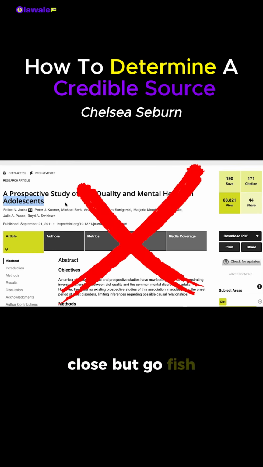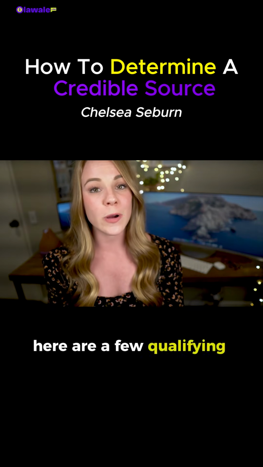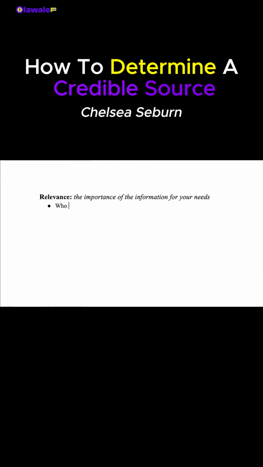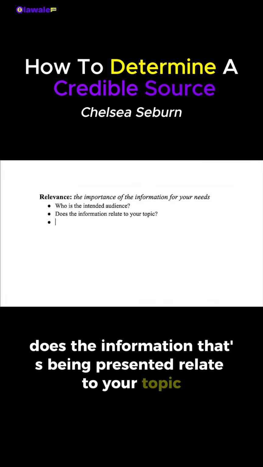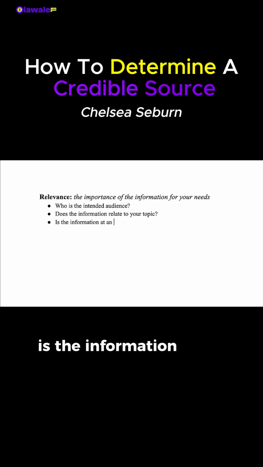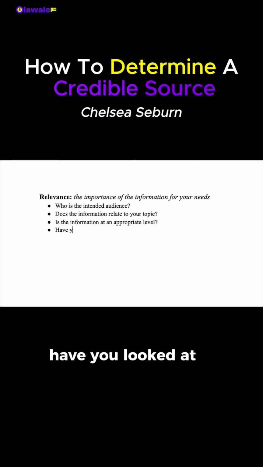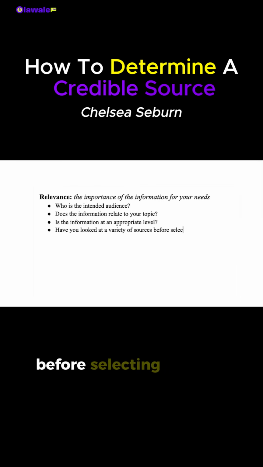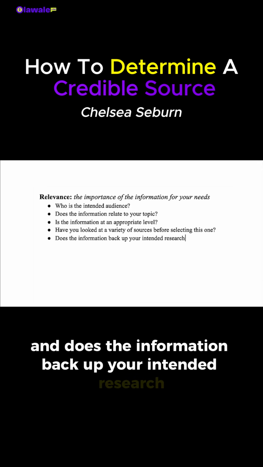Close, but go fish. So when you're checking to make sure that an article is relevant, here are a few qualifying questions you can ask yourself. Who is the intended audience? Does the information that's being presented relate to your topic? Is the information at an appropriate level for your topic, meaning it's not too elementary nor too advanced for your needs? Have you looked at a variety of other sources before selecting this one? And does the information back up your intended research?